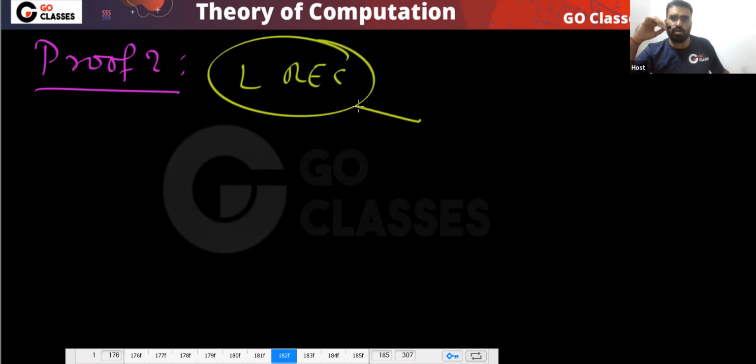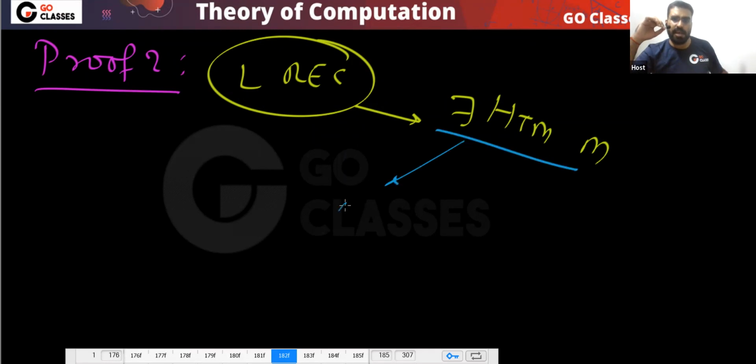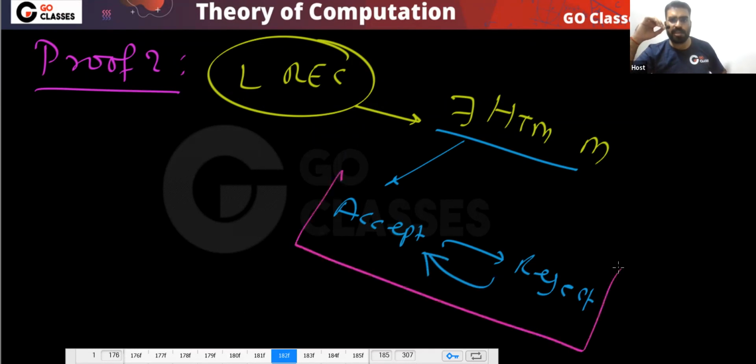And the proof number 2 is very simple. L is recursive, so there is a halting Turing machine. In this, if I make the accept state reject, and if I make the reject state accept, if I do this change, accept state and reject state, then what will happen?